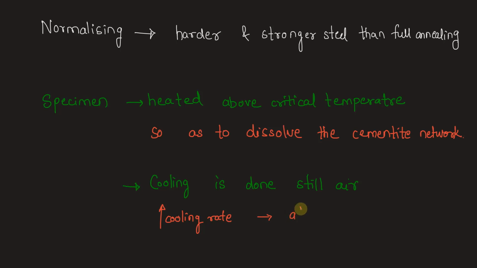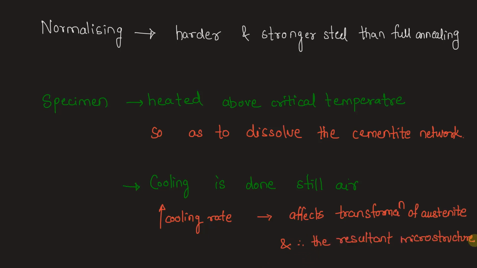This affects the austenite transformation, and therefore the resulting microstructure that will be formed in the specimen will also be affected. So we saw how the temperature, the upper limit and the lower limit, as well as the cooling rate, affect the hardness and the strength of the steel. Therefore, in normalizing, heating is done above the critical temperature and then cooling is done in still air.